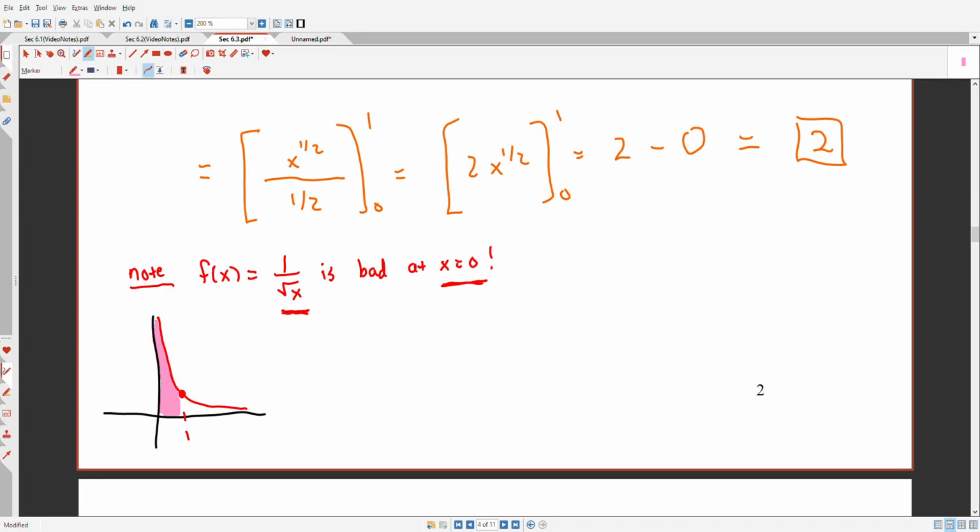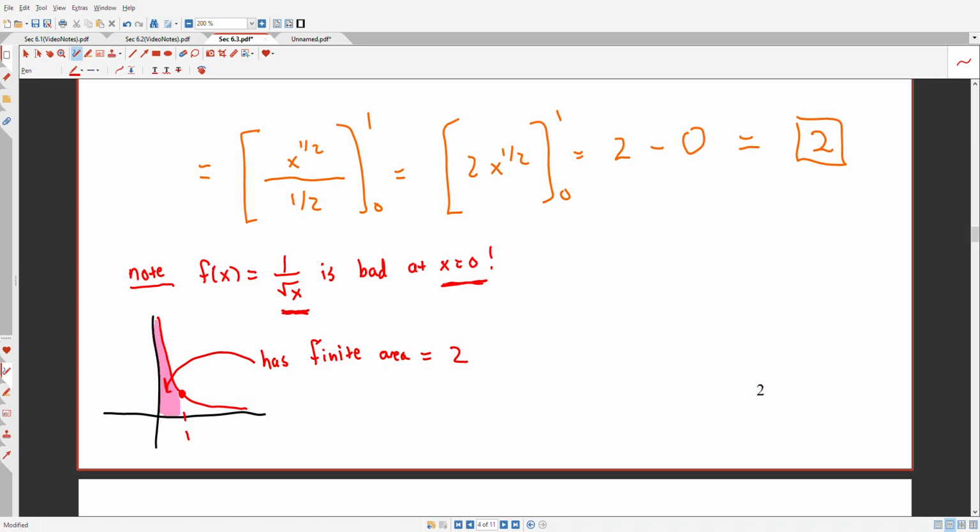But it turned out that red region that I just highlighted, even though it goes off forever, has finite area. And I think we found out that the finite area equals 2. And that can happen. You can have an infinite region that has finite area.